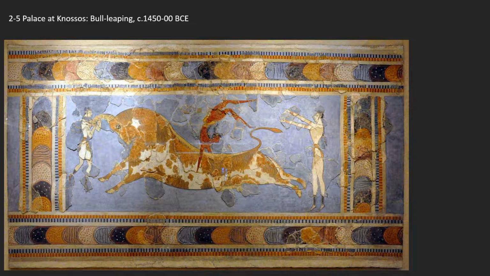Going back to the Cycladic figures, this raises that question: what's going on in the picture? What are these three people doing? Fighting the bull? It's almost like a bullfight in a way, only without the swords. They're not killing the bull, but there's some sort of contest with this bull.